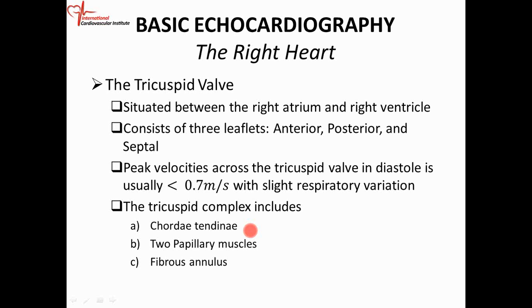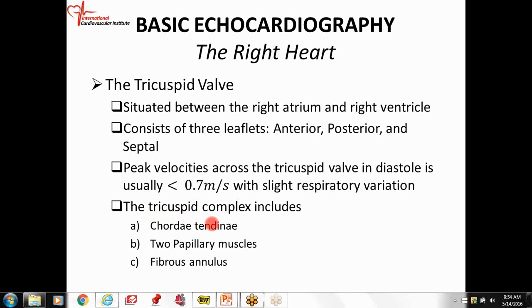So if you see a TR envelope and an MR envelope, the MR envelope will be consistent. Almost all the peak velocities will be the same. Whereas when you look at TR, the peak velocity is going to be varying because of respiratory variation. Okay? So again, the tricuspid valve is somewhat complex.